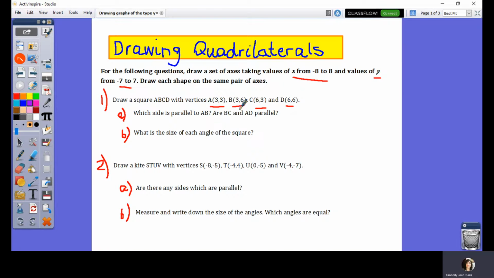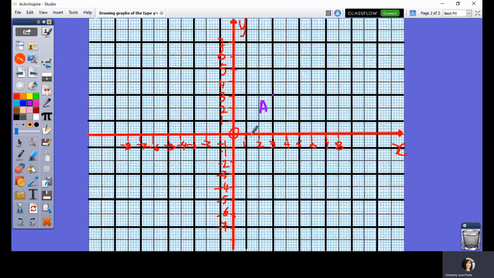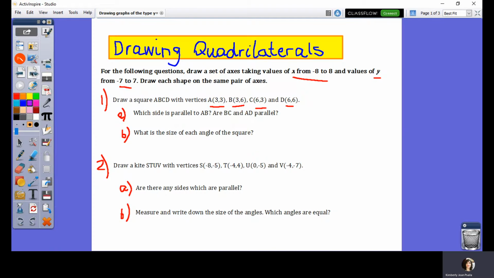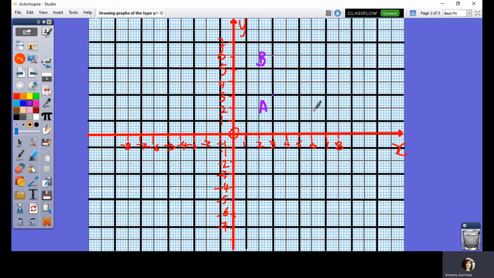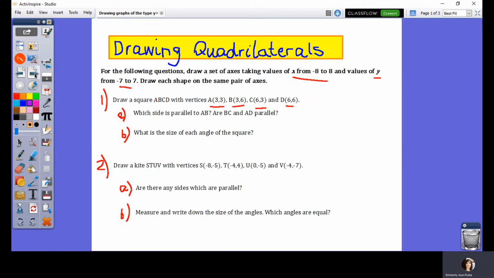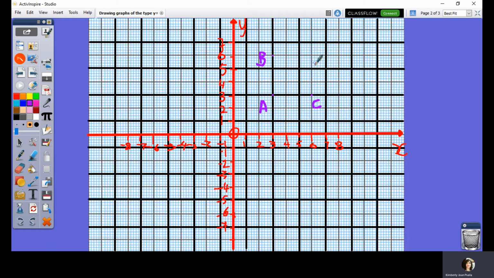B is found at (3, 6). So you find 3 and you go up 6, which is here. C is at (6, 3). So find 6 and you go up 3, just here. You name it C. And D is found at (6, 6). So 6 and you go up 6. And there you have your square. Always join the dots when the question tells you to.